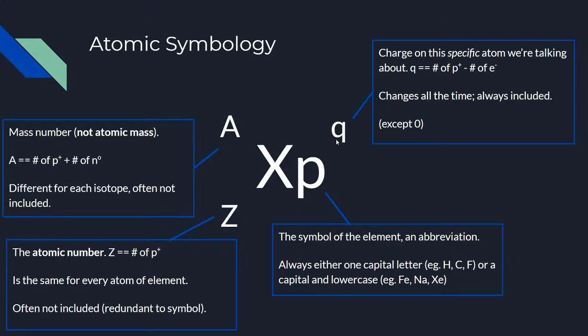So for that reason, charge is always included, unless it's 0. If it's 0, then we just leave it blank. But because charge changes all the time and it changes dramatically the behavior of the atom when it does change, we always have to include it. And technically, if it's blank, then it's 0 and it's still being included. So it's always there. And if you're looking for the way to calculate it based on the number of subatomic particles, charge is equal to the number of protons minus the number of electrons. So you lose electrons, you get a positive charge. You gain electrons, you get a negative charge, because electrons have a negative charge.